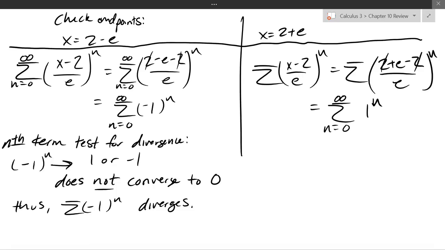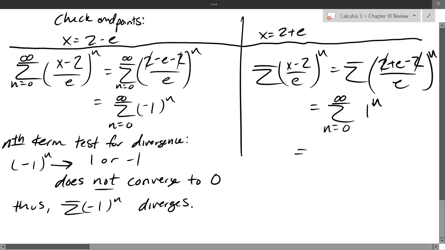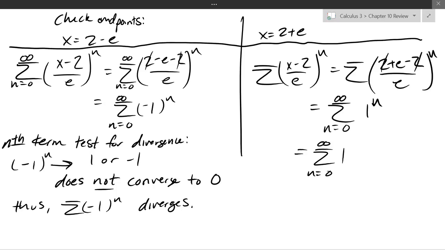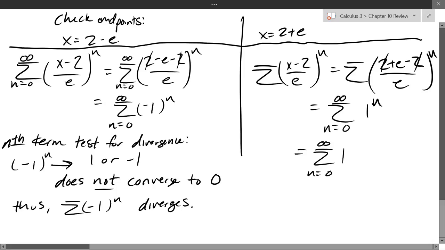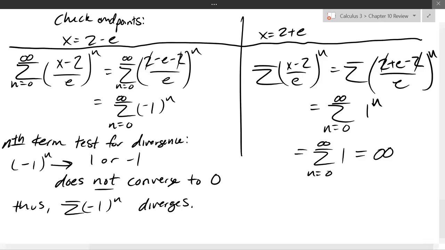What is 1 raised to the nth power? 1. All right, very good. You can actually tell me the sum of adding up 1 plus 1 plus 1 infinite times. It's infinity. All right, so this also fails the nth term test as well. Or you can say, I know the sum and it is infinity.